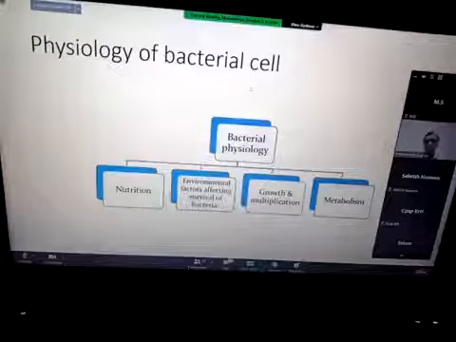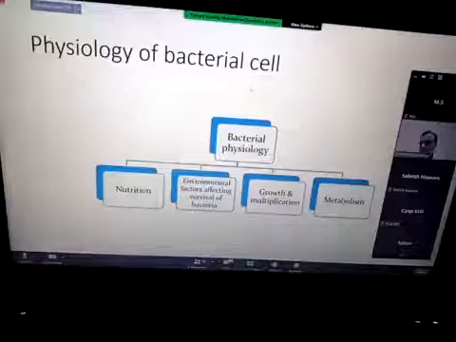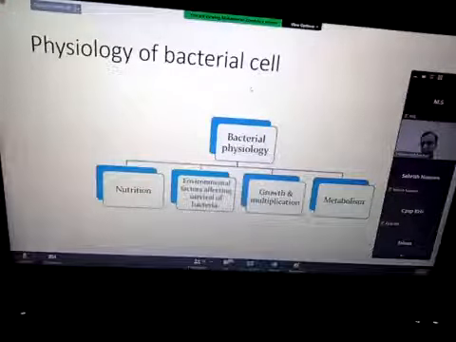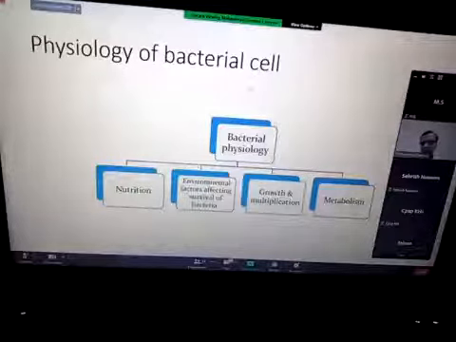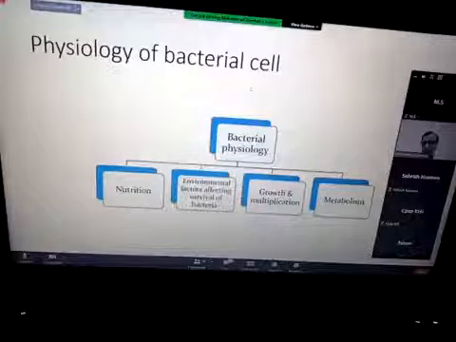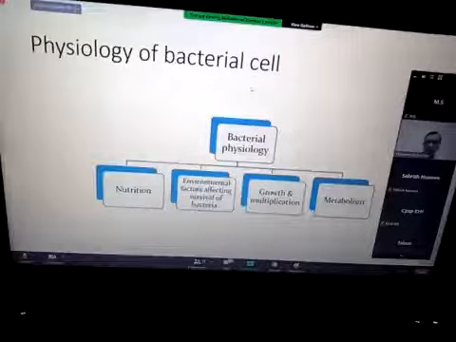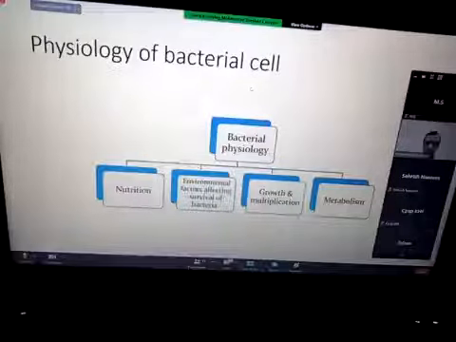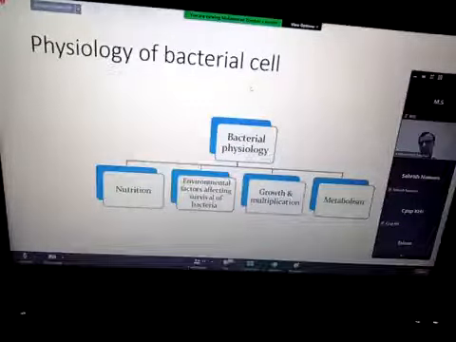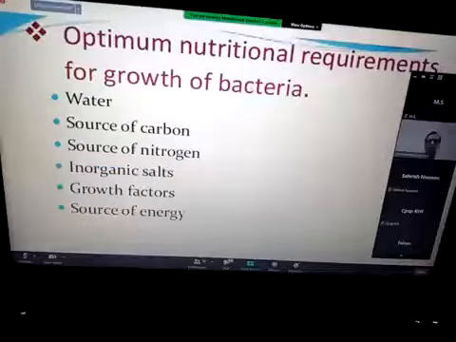When we talk about bacterial physiology, just like the human body, bacteria also require nutrition. They have an external environment on the basis of which they survive. We give them an artificial environment in the laboratory so they can grow in that specific environment. How they grow and multiply involves a complex metabolism. I will not discuss the metabolism here, but just a few growth requirements.